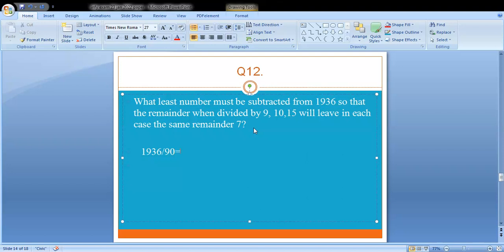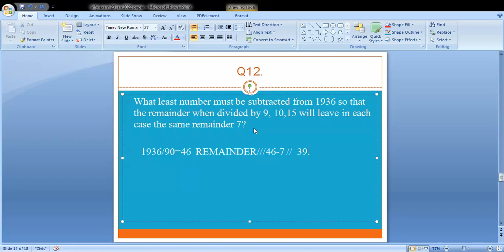So if we divide 1936 by 90, we get 46 as the remainder. Now, what it tells us is that it leaves the same remainder 7 in each case. So that is nothing but 46, and we have to do minus 7. 46 minus 7 is 39. That will be the answer.